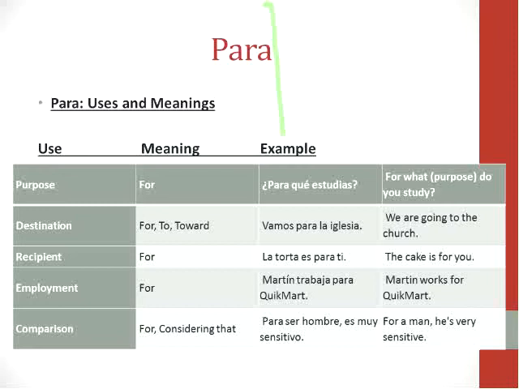Martín trabaja para Quick Mart. Right? Martin works for Quick Mart. And the last one, when it's used as a comparison. Para ser hombre es muy sensitivo. Considering that he's a man, he's very sensitive. That sense of the use for, or considering that, is para.